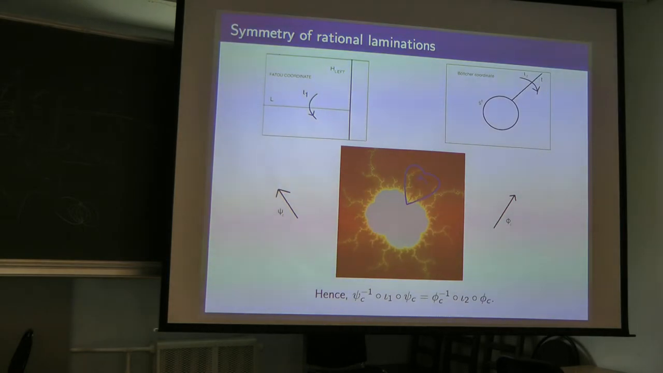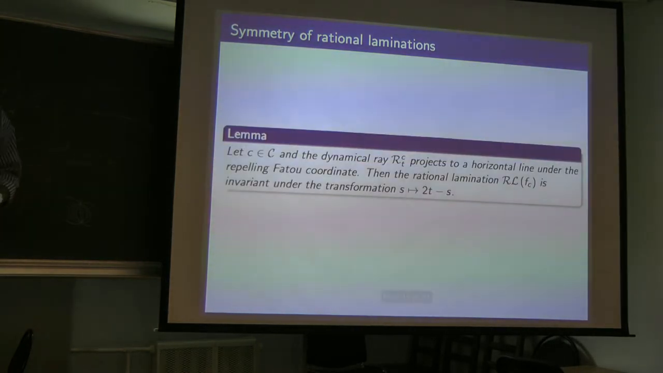So this is in its own right an interesting lemma. I mean, you just start off with this funny looking statement that your dynamical ray projects to a horizontal line under the Fatou coordinate, and this is just a local phenomenon there. And you get a very global statement about the rational lamination of the entire polynomial. Right. So that's what you have proved. Now, we're just one step away from the contradiction.